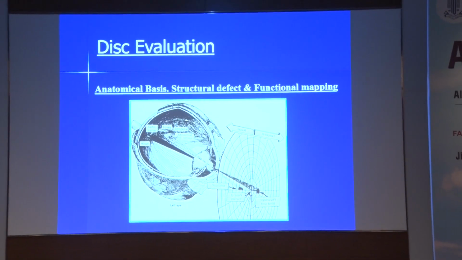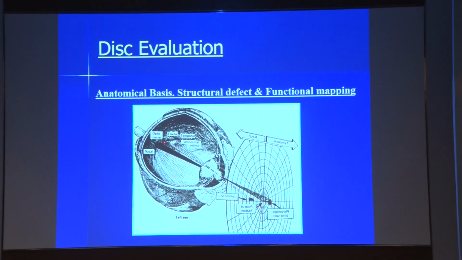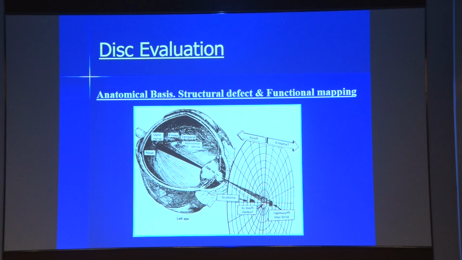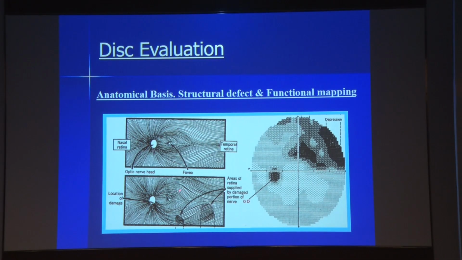So at the outset, let us consider the anatomical basis, structural defect, and functional mapping. Always when you see the center of the retina, it is marked at the fovea, and that is reflected in the center of the field. Whereas the optic nerve, which is slightly nasal, is represented in the temporal segment of the visual field, whereas any defect on the temporal retina naturally gets reflected into the nasal step. So if you see this slide here, any defect, see the nerve fibers, they run in an arcuate fashion. If there is a small defect here, it can form a focal defect, or if there is a larger defect, it can form a focal defect here. So this is the concept of the glaucomatous focal defect on the visual field.